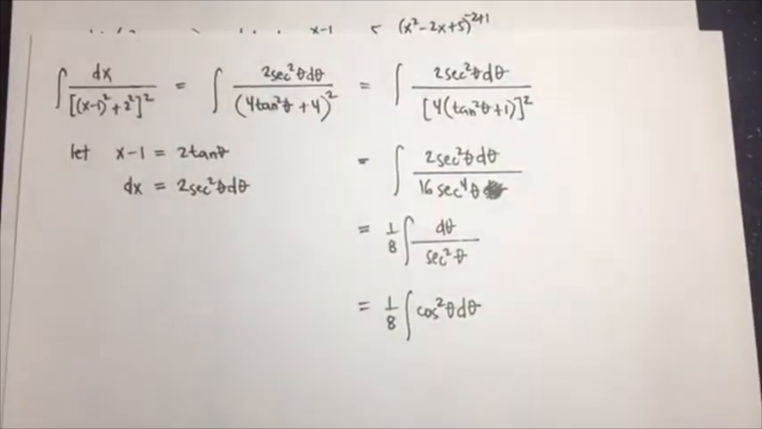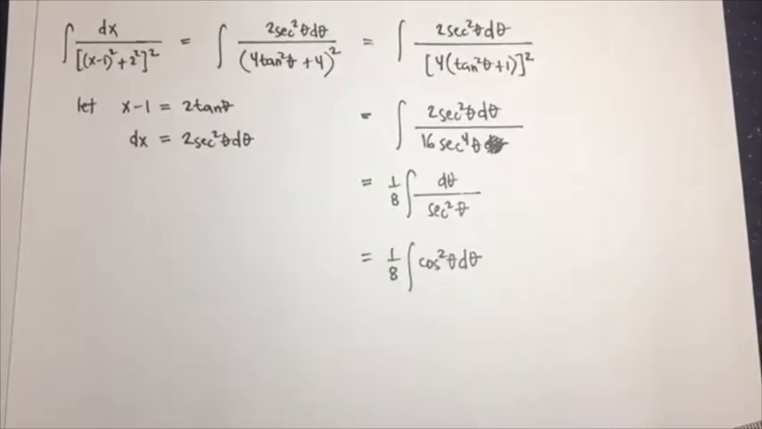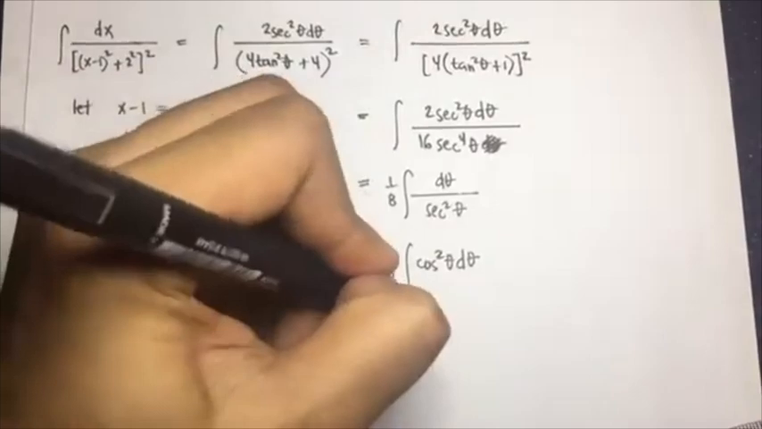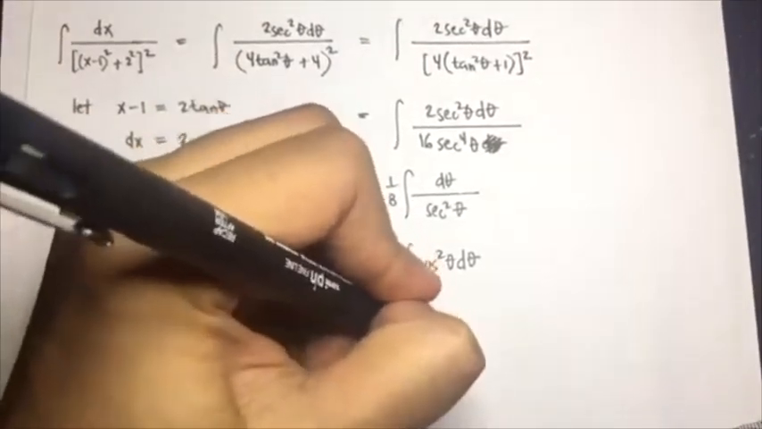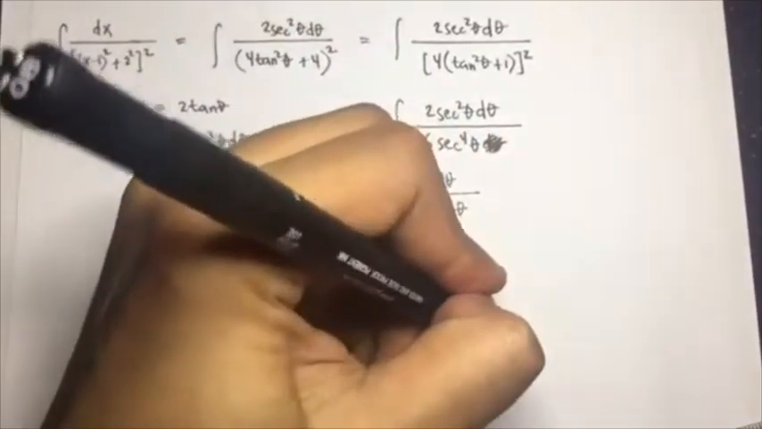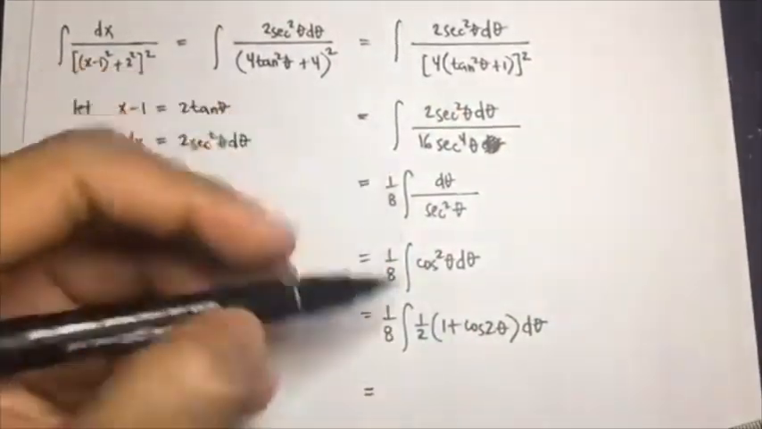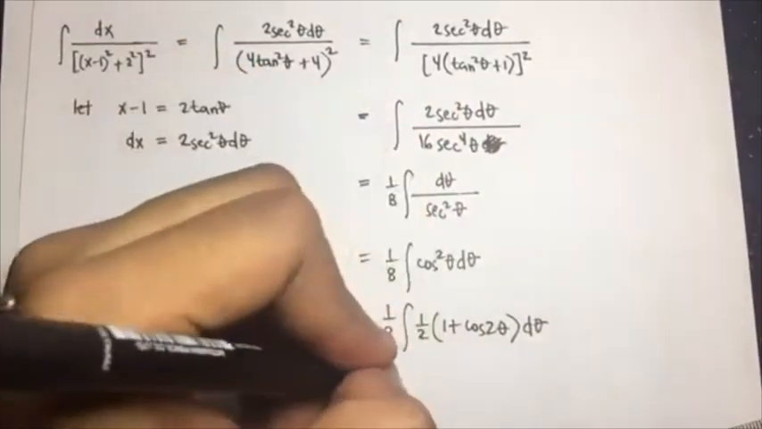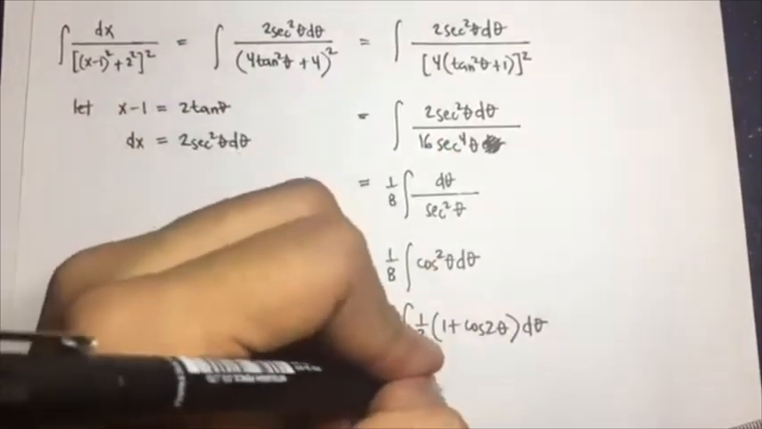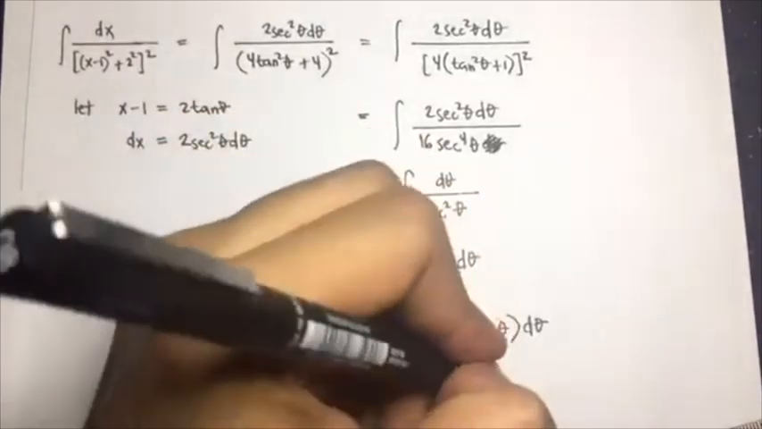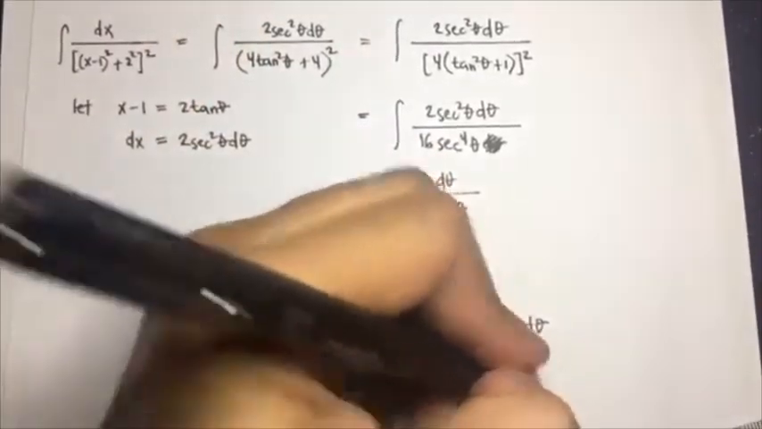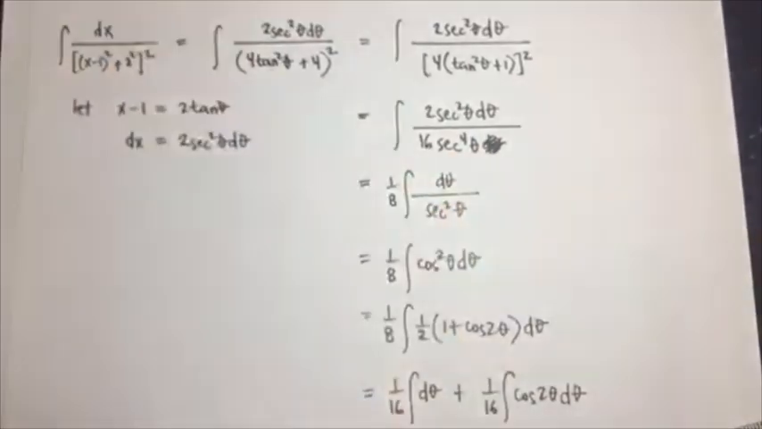Okay, so next is integrating. So integrate cosine squared theta d theta. That is case 4 of trigonometric transformation, so we can substitute cosine squared theta equal to 1/2 times 1 plus cosine 2 theta. So we'll have 1/8 integral of 1/2 times 1 plus cosine 2 theta d theta. Let's distribute 1/2 and 1/8. So we'll have 1 over 16 integral of d theta plus also 1 over 16 integral of cosine 2 theta d theta.